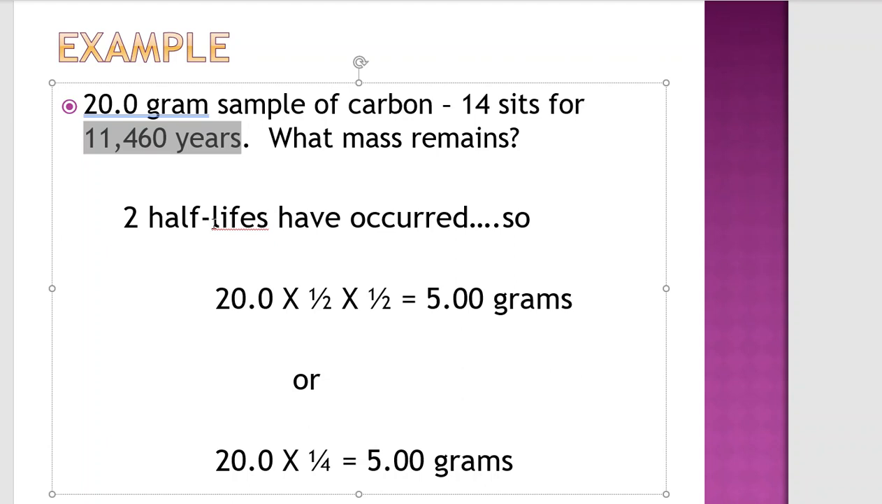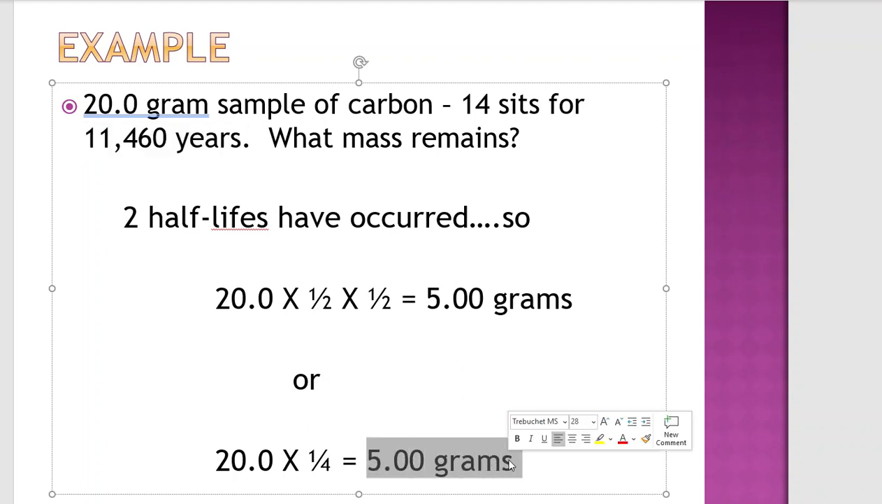One way to go about that is, in your head, you could do 20 divided by 2, that's 1 half-life. After you divide 20 by 2 once, you have 10, and then 10 divided by 2 is 5. So the answer is 5 grams remains. Another way to do that is 20 times 1/2 times 1/2, or 20 times 1/4. So 1/4 of the original amount remains, and in this example, that would be 5 grams remains. Okay?